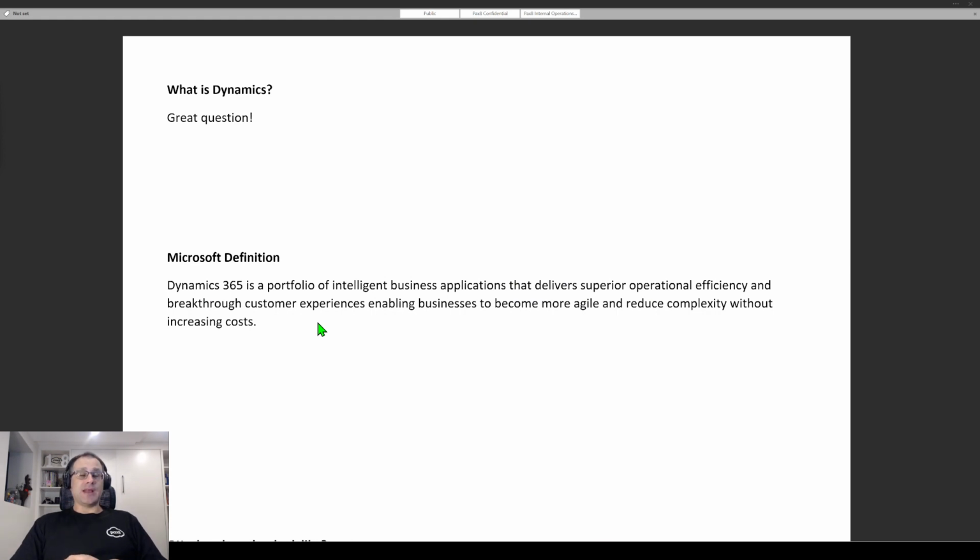So what is Dynamics? It's a great question. Let's start with what the official suggestion is from Microsoft. Microsoft Dynamics is a portfolio of intelligent business applications that delivers superior operational efficiency and breakthrough customer experiences, enabling businesses to become more agile and reduce complexity without increasing costs.